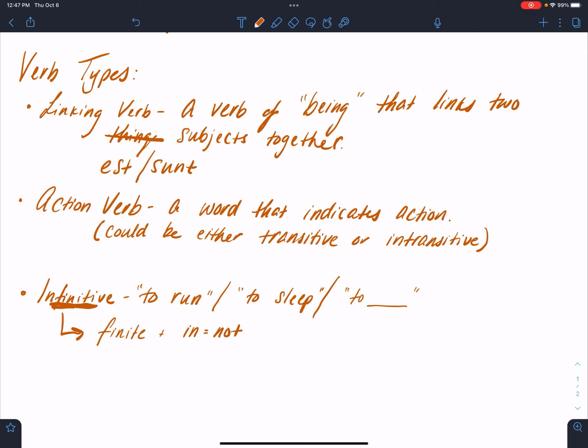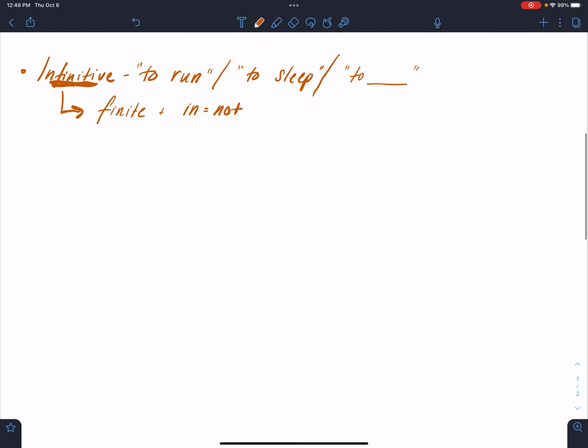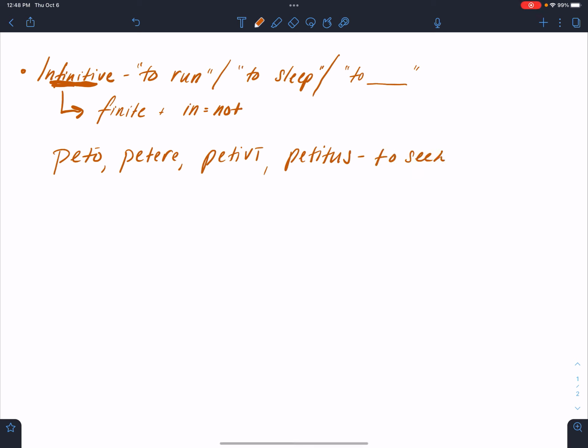Now, the infinitive is usually going to be translated as to blank. When I give you your vocab lists, you guys were just looking at those. For example, let's take a look at this verb here. It means to see, to look or to seek. Yes, it means to seek, to ask for. So when I give you the definition, oftentimes I just give you the infinitive form, the definition meaning to seek.